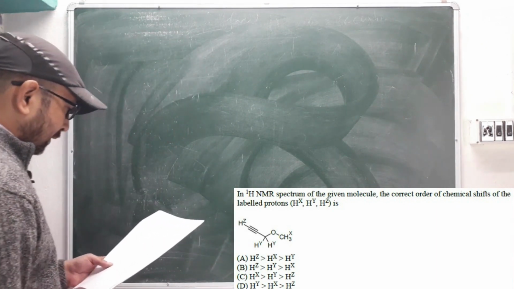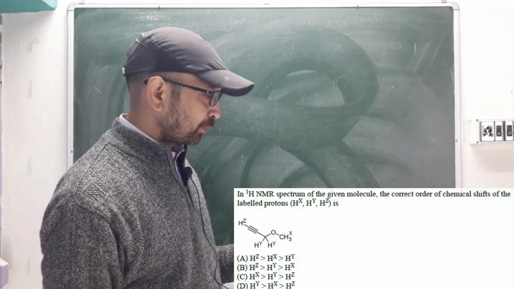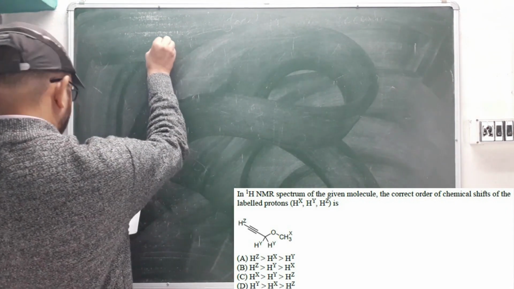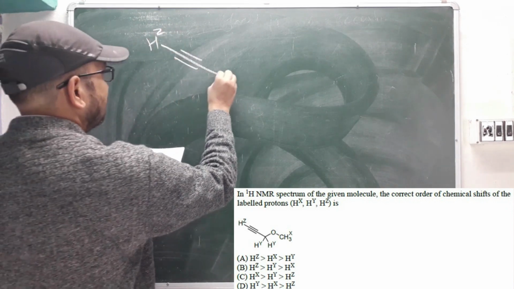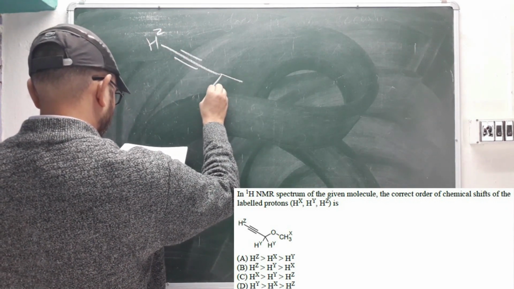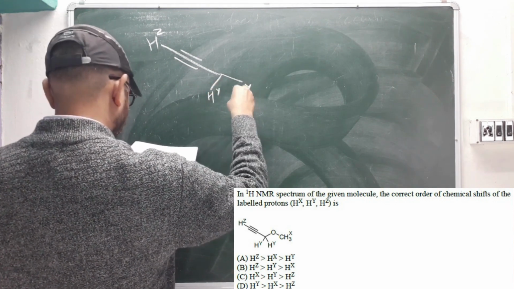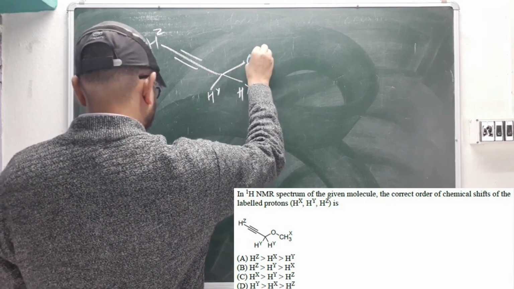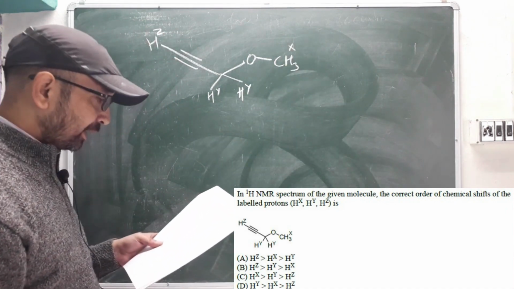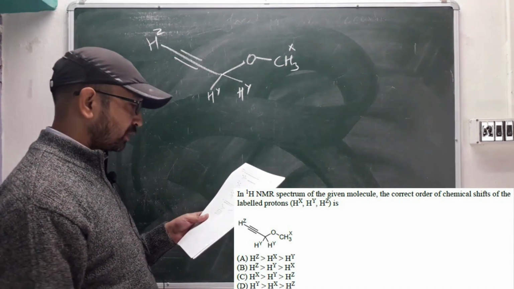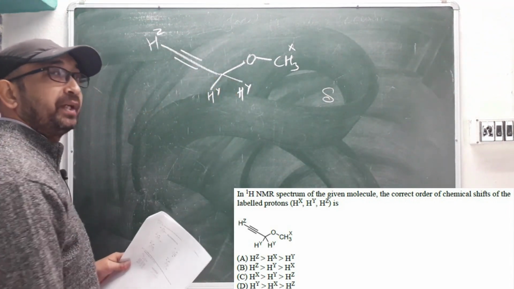So in the proton NMR spectrum of the given molecule, the correct order of chemical shift of the labeled protons. So this molecule, if you are drawing, it is saying this one is H, the proton labeled with Z, and here CH2, the protons are labeled with HY and HY, and then oxygen, and then here it is CH3, and these protons are labeled with X. Now they are saying that based on this, which order of the chemical shift, so delta value, which one will be higher and which one will be lower.